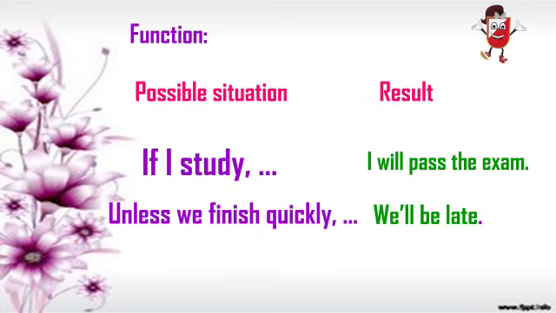En la situación posible, escribimos en presente simple. Si estudio, if I study, y en mi resultado lo voy a escribir en un futuro simple. I will pass the exam. If I study, I will pass the exam. If I study, I might pass the exam. Might? Yes, we can use may or might in the result too.